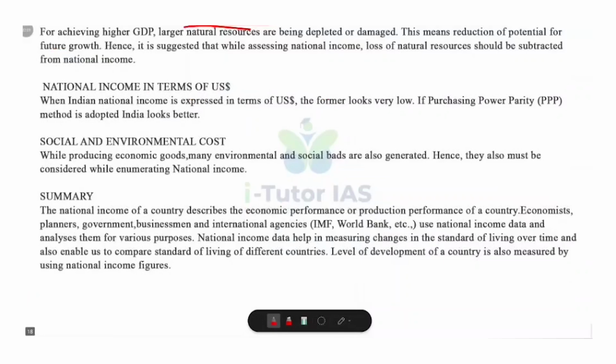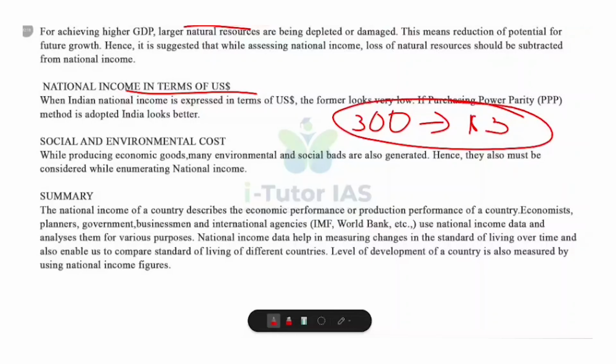Okay. Now national income in terms of US dollars. When we convert India's GDP into US dollars using the current exchange rate, it looks smaller compared to developed countries. Let me tell you an example. Just take this as an example, okay. 300 lakh crore in rupees may look like $3 trillion in dollars. Why? Because the cost of living and prices in India are much lower.